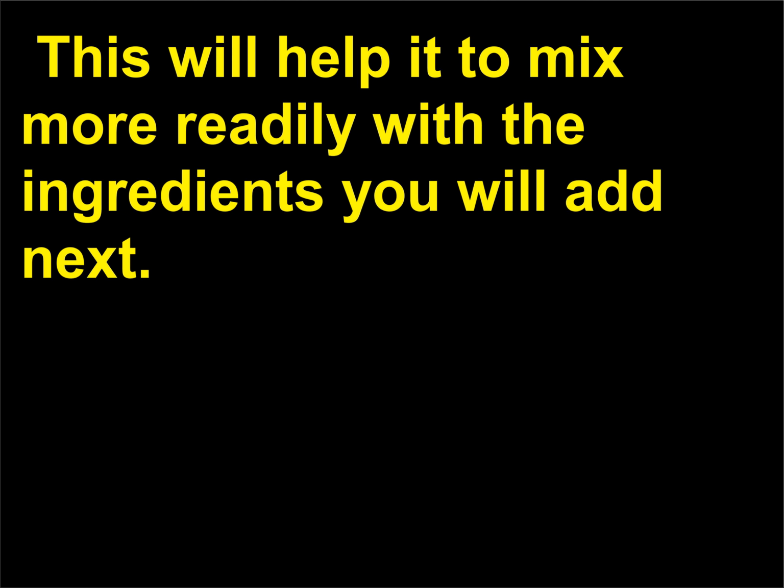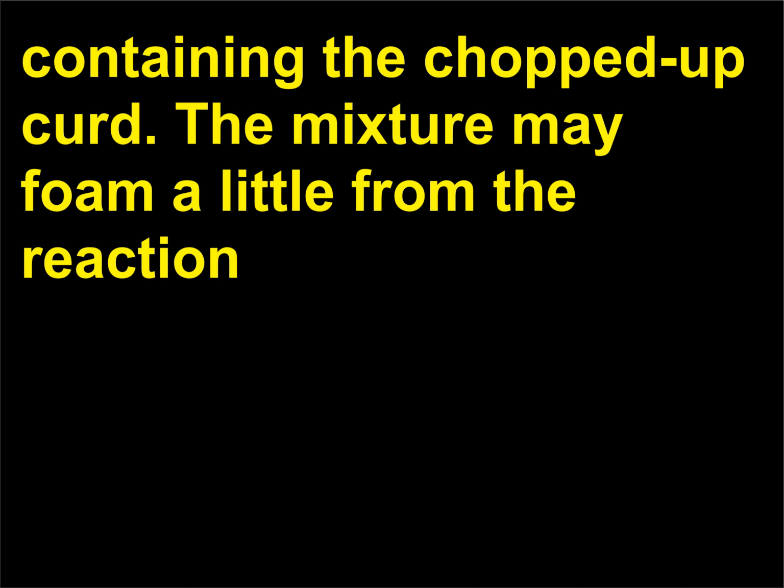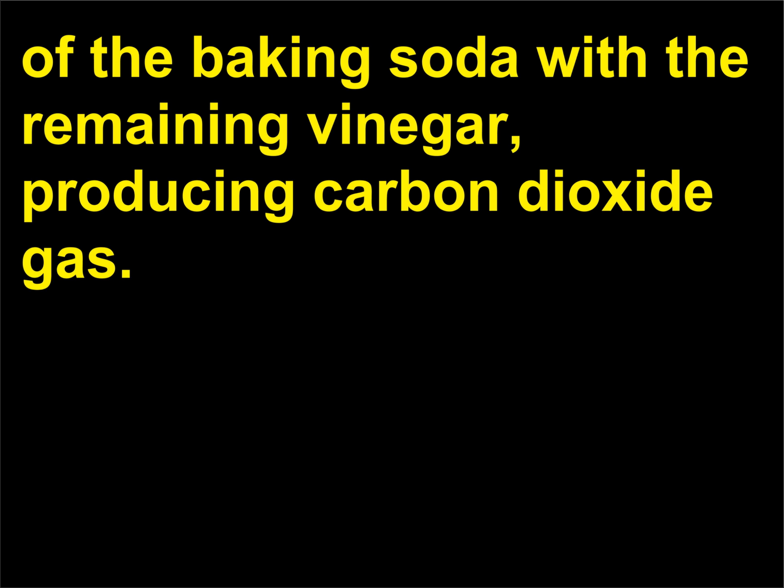This will help it to mix more readily with the ingredients you will add next. Add 1 teaspoon of hot water and 1/4 of a teaspoon of baking soda to the cup containing the chopped up curd. The mixture may foam a little from the reaction of the baking soda with the remaining vinegar, producing carbon dioxide gas.